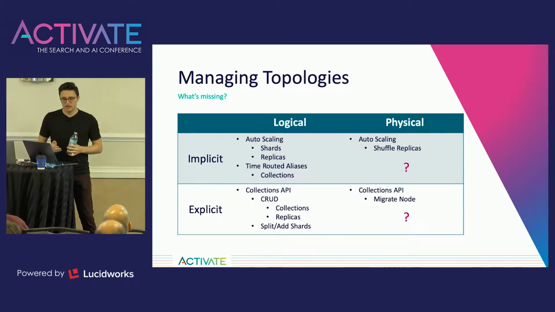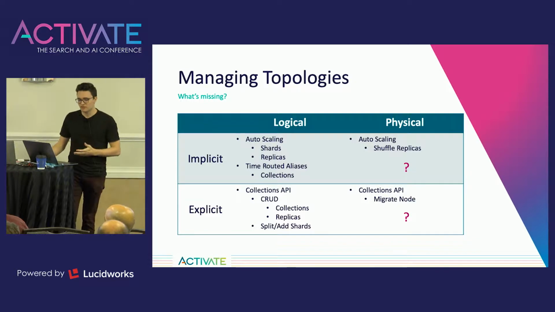But on the physical side, there's not a whole lot we can do. We can use auto-scaling to shuffle replicas across nodes. We can use the collections API to manually migrate all the replicas from one node to another. But in general, there's a lot of stuff missing here. We want to be able to automatically spin up new Solr nodes. We want to be able to automatically move to new machines when we are at capacity on a machine. But these are things that Solr can't really do itself.